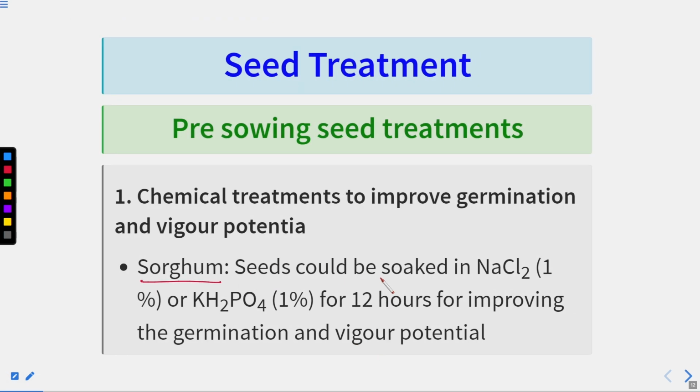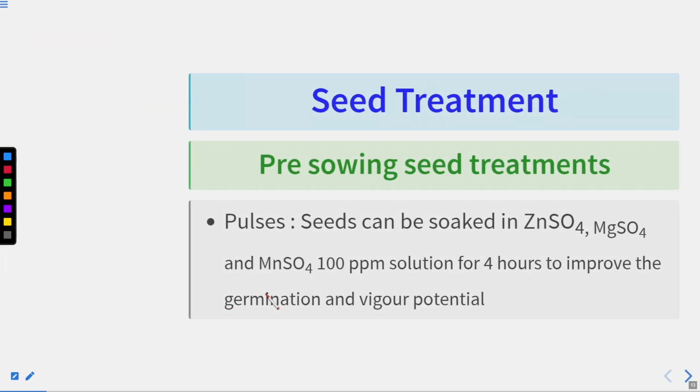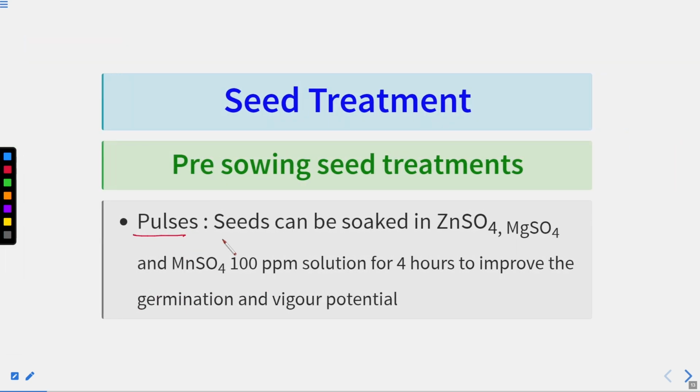For sorghum, the seeds can be soaked in 1% NaCl or 1% potassium hydrogen phosphate for 12 hours to improve the germination and vigor potential. Now for the pulses, seeds can be soaked in zinc sulfate, magnesium sulfate, or manganese sulfate, 100 ppm solution, for 4 hours to improve the germination and vigor potential.